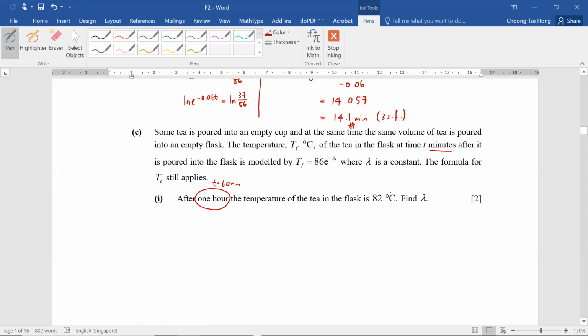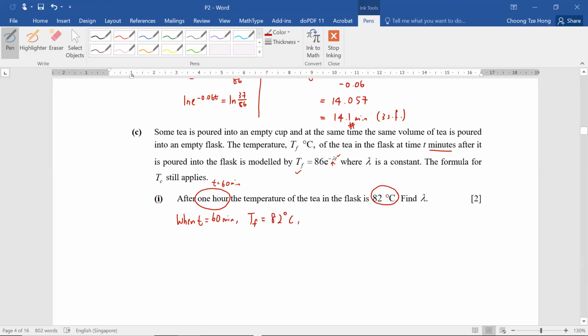The temperature of the tea is 82 degrees Celsius after 60 minutes. So we know this and we know the time, so we are only left with one unknown. With one unknown, you formulate one equation. I mentioned this many times in my previous videos already. So when T equals to 60 minutes, the temperature of the tea in the flask is 82 degrees C.